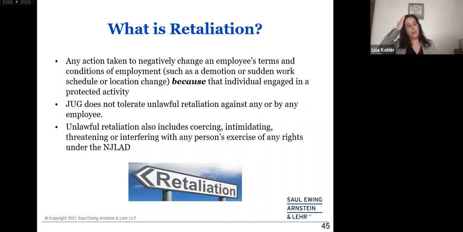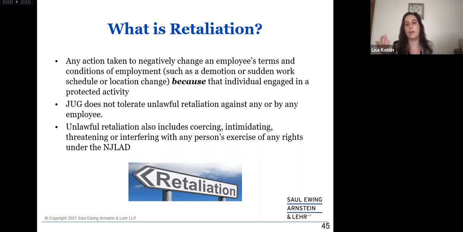Next slide. The practice also takes very seriously and prohibits retaliation, another term that probably everyone has heard many times before. In this context and under the law, illegal retaliation is an action taken to negatively change an employee's terms of employment because that individual did something called a protected activity. So if somebody raises a complaint and says, I feel harassed, and the next day is fired because of that complaint, that would be unlawful retaliation. If somebody participates in an investigation and another employee finds out and then harasses or intimidates that person because they participated, that's retaliation, right?